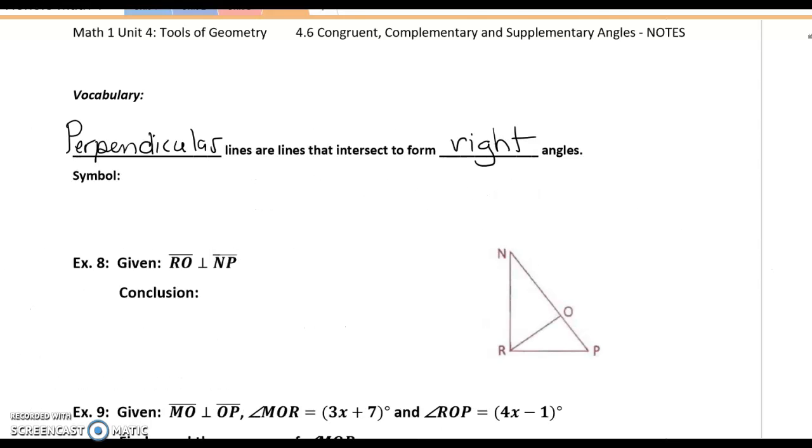All right, moving down, we're going to skip the constructions and move on to more vocabulary. Perpendicular lines are lines that intersect to form right angles. The symbol for perpendicular is like this upside down capital T. As we're given here in example 8, segment RO is perpendicular to segment NP. So what can we conclude?